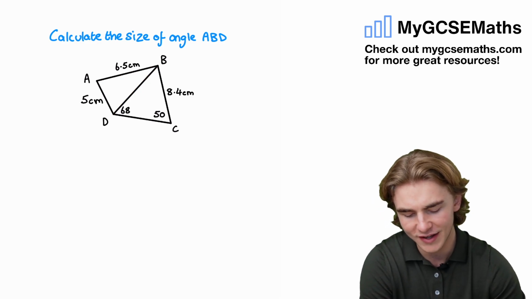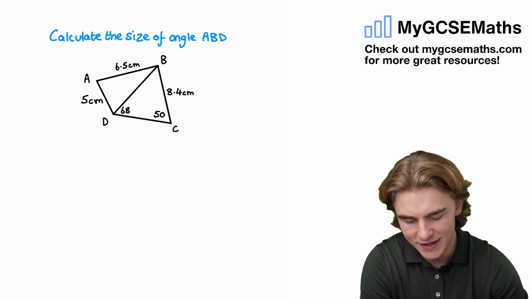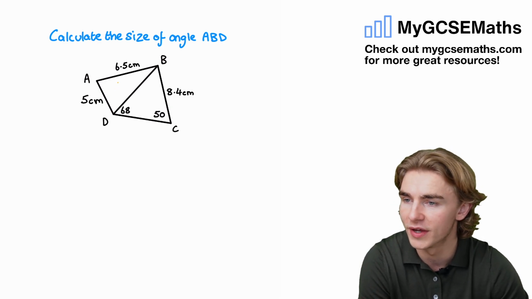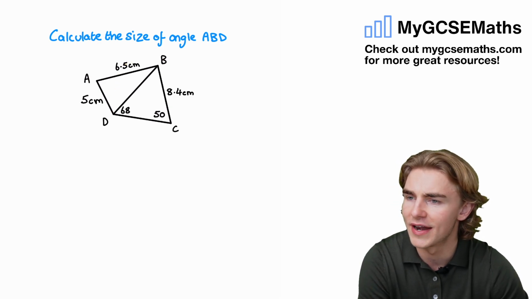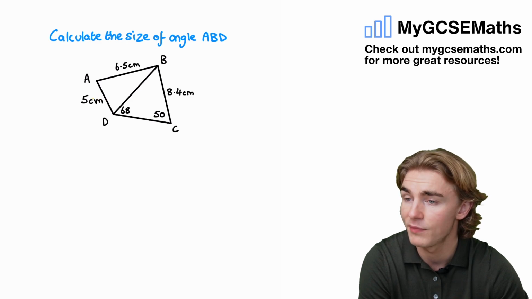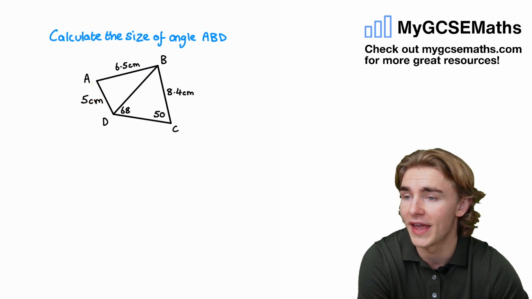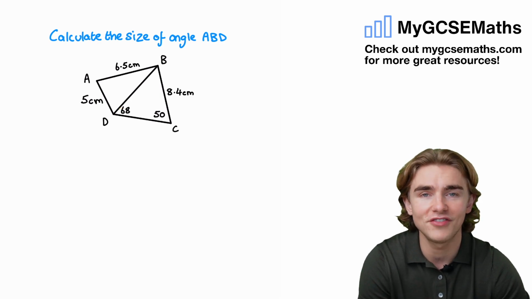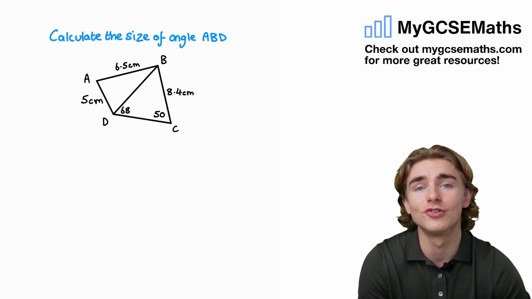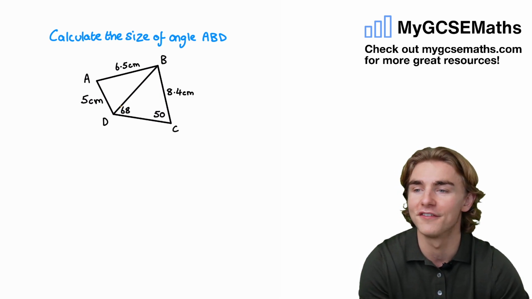Well, first off, let's look at our triangle ABD, and see what information we're given. We can see that we have one side length here, we have another side length here, and that is actually all of the information that we have for ABD. We know that if we have all three of the side lengths for a triangle, we can use the cosine rule to work out any of the angles.